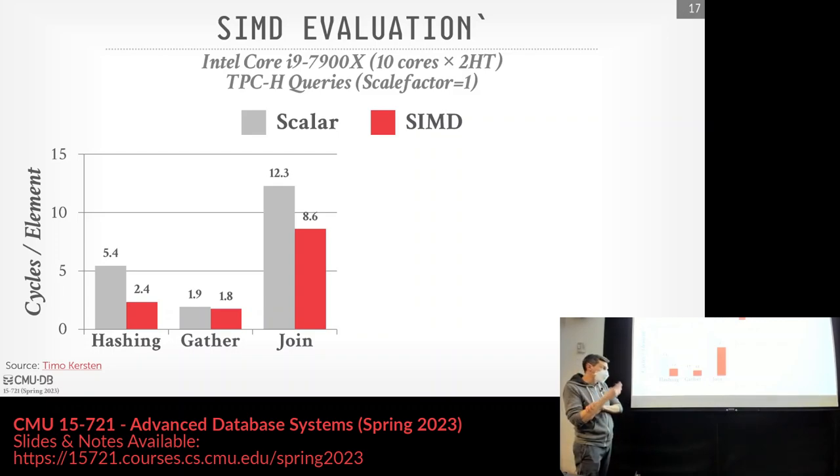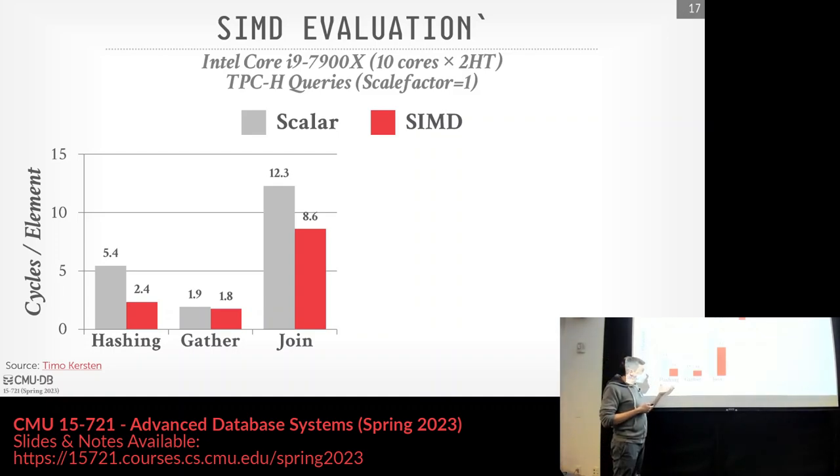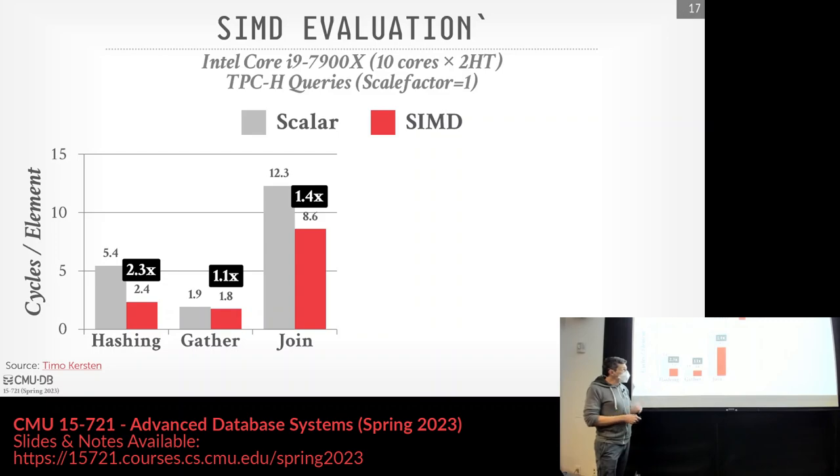We'll take Q3 and Q9, where we're doing the joins, and break it down into the different primitives: the hashing, the gather, and then the actual join process. Again, the gray bar is the scalar implementation, and the red bar is with SIMD. If you just look at the micro benchmark of the primitive running on a single thread, at scale factor one, everything's going to fit in the CPU cache, and you get pretty significant improvements.